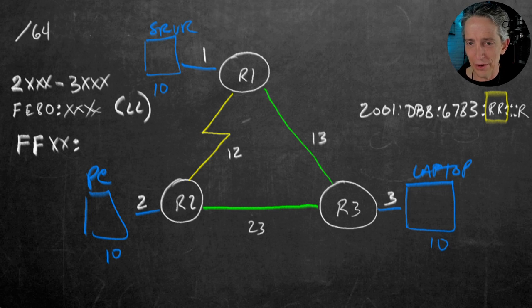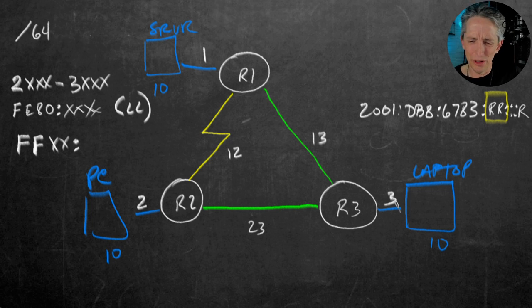Okay, so for routing, let's imagine from these routers' perspectives what they need to reach. So from router 1, it needs to reach the 3 network. When I say 3, 2001:DB8:6783:3. And from router 1, it needs to be able to reach 2001:DB8:6783:2. Because those are two networks that are not directly connected, where we have remote networks we might need to forward packets to. So if the server wants to reach the PC or the PC wants to reach the server, R1 needs to know how to route to those networks.